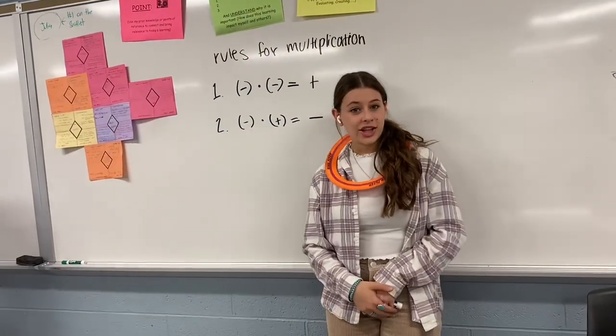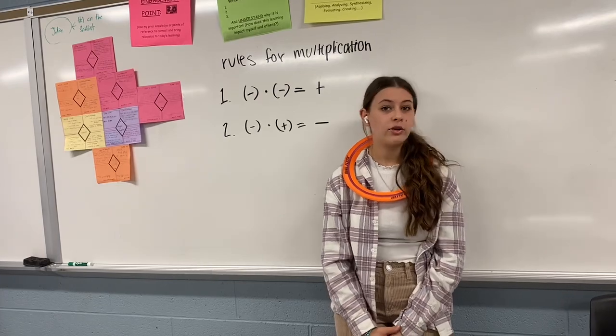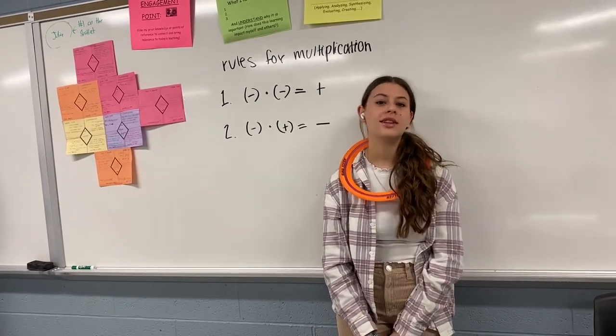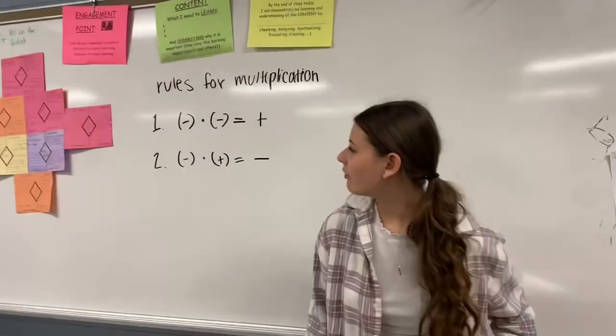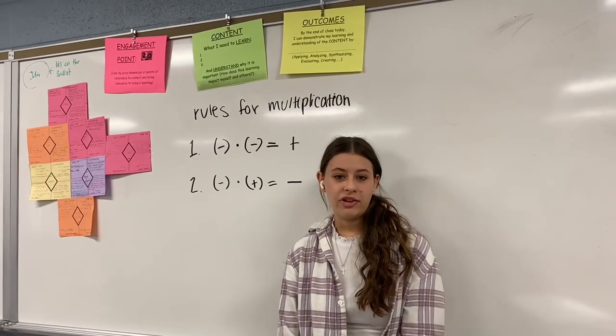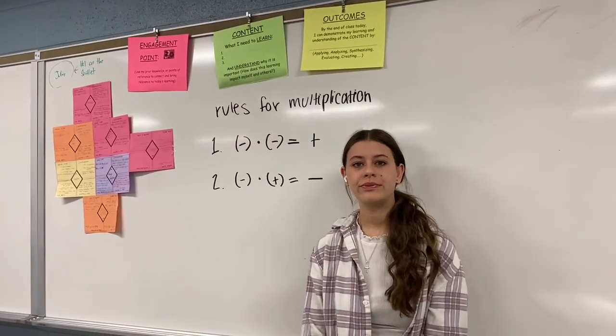Now for multiplication, there are two rules to learn. One, a negative times a negative equals a positive. And two, a negative times a positive equals a negative. If you multiply two identical signs, you'll get a positive number. If you multiply two opposite signs, you'll get a negative number.